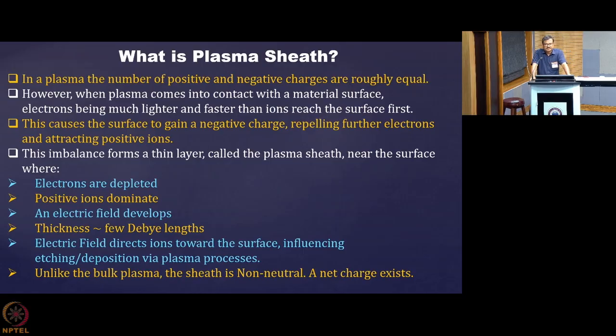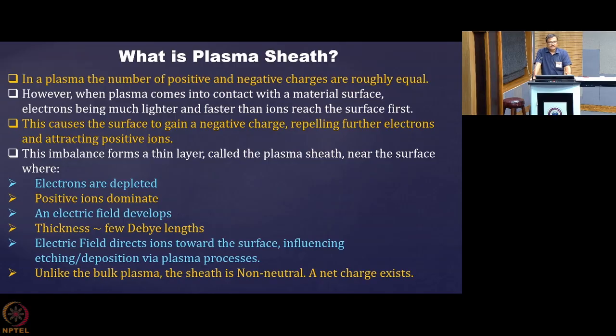Now what is the dimension of this sheath region? This is of the order of a few Debye lengths only. The thickness is of the order of a few Debye lengths. The electric field directs the ions towards the surface, influencing the etching and deposition via plasma processes. One of the important applications of plasma is in the semiconductor industry. How do they work? They do etching by this ion bombardment.